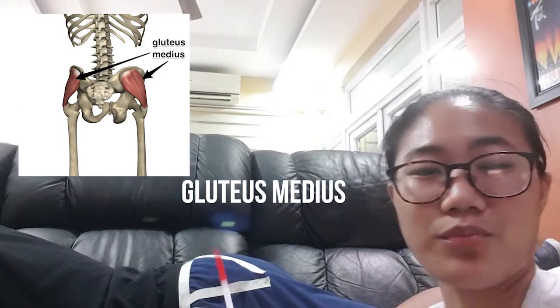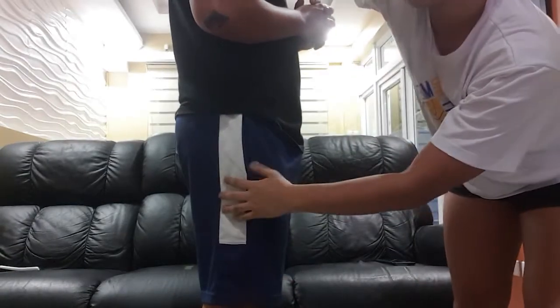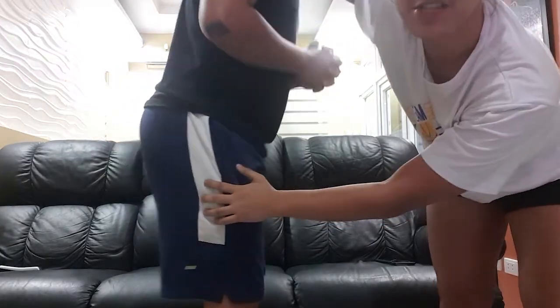This is the gluteus medius. The origin is at the broad origin of the external iliac fossa. Insertion is at the lateral aspect of the greater trochanter of the femur. So the action for the gluteus medius is the flexion and extension of the hip.